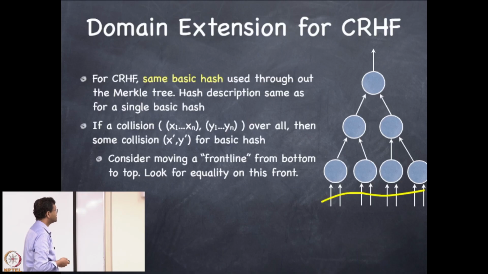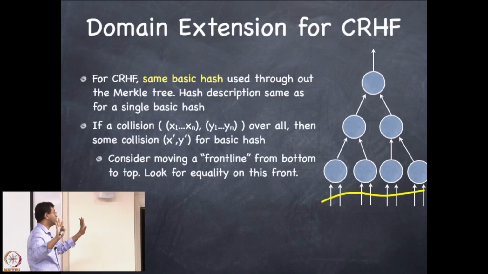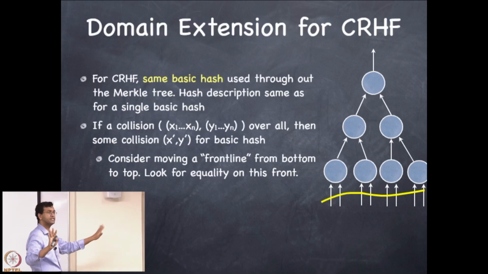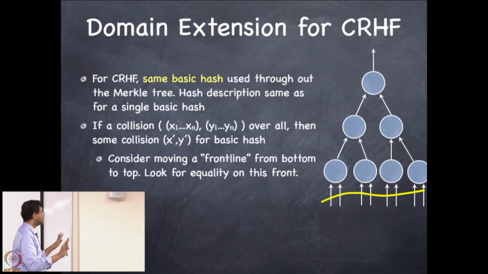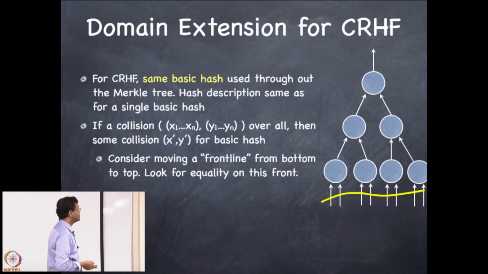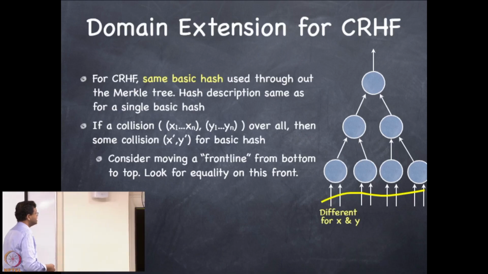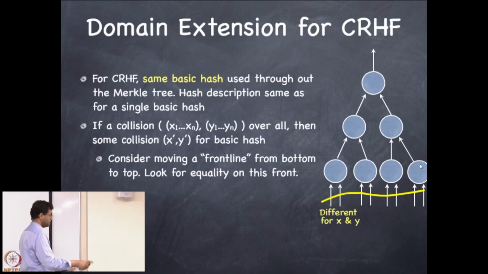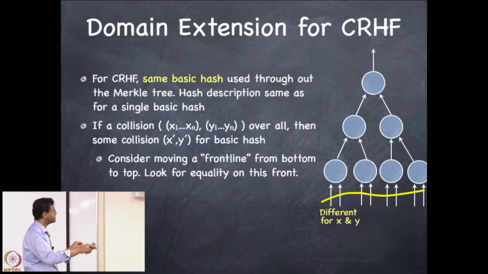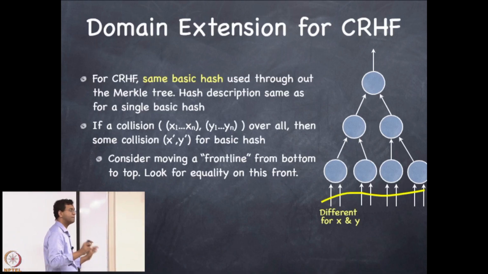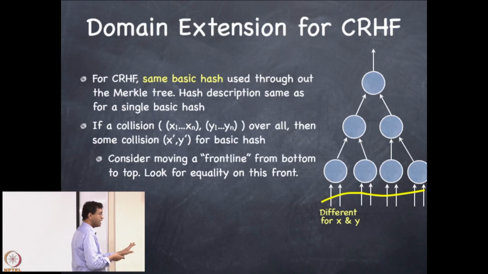And so initially, I draw a front line or a cut in this tree. And I keep 2 copies of this tree, one evaluating the hash with x1 to x8 and another with y1 to y8. Now, x1 to x8 and y1 to y8 are different, right? So the invariant I'm going to maintain is that in these two copies, if you look at the entire front line, they look different. Okay. So initially I have that invariant.